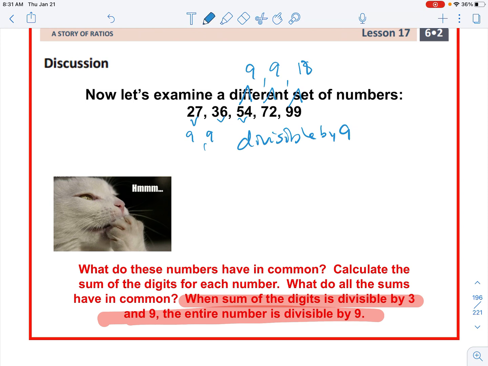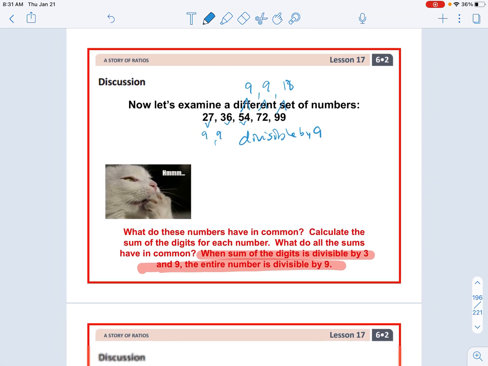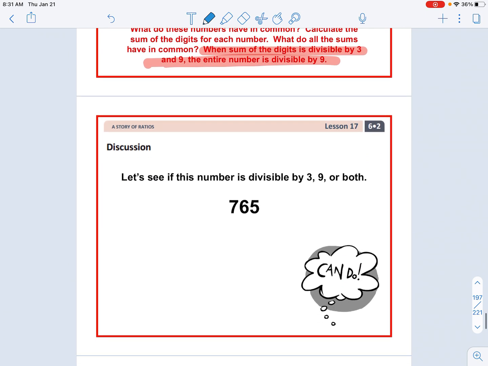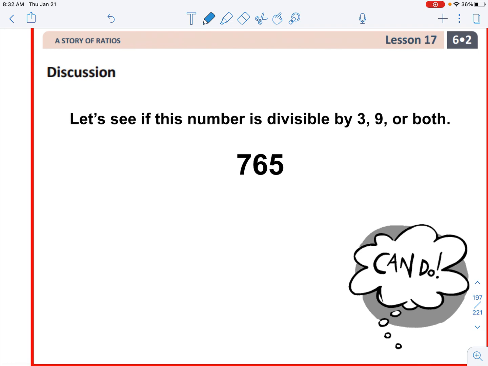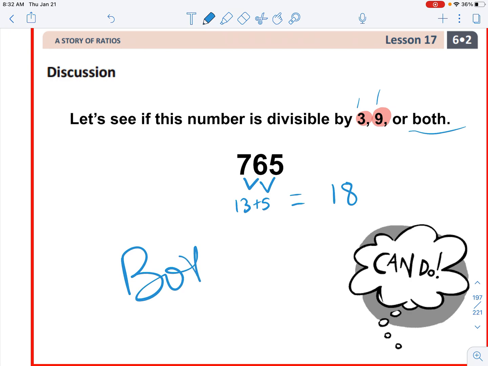So the rules for 3 and 9: add up the digits in a number, especially if it's a big number, and if the sum of those digits is divisible by 3 or 9, then the entire number is divisible by 3 or 9. So let's look at 765 together. It says let's see if this number is divisible by 3, 9, or both. So let's add them. 7 plus 6 is 13. 13 plus 5 is 18. So my sum is 18. Can 3 go into 18? Yes, it can. Can 9 go into 18? Yes, it can. So the answer is both.